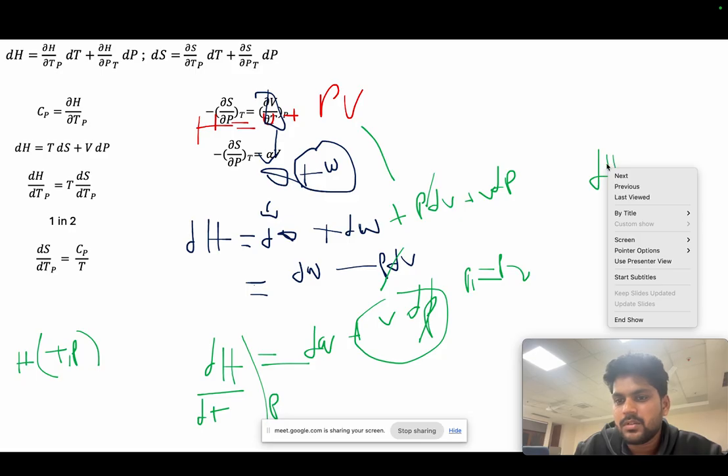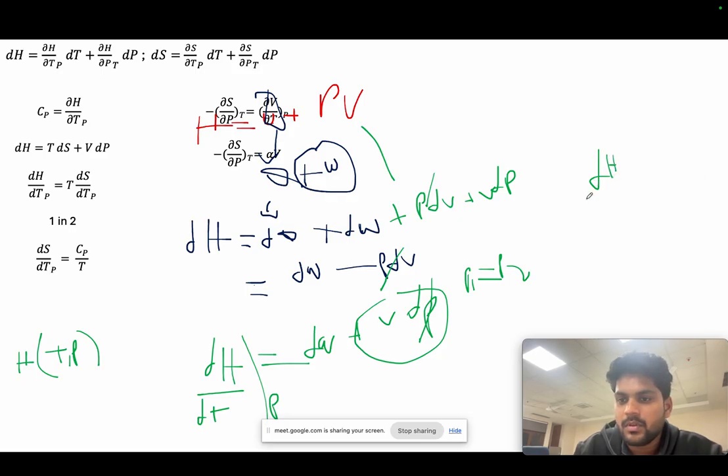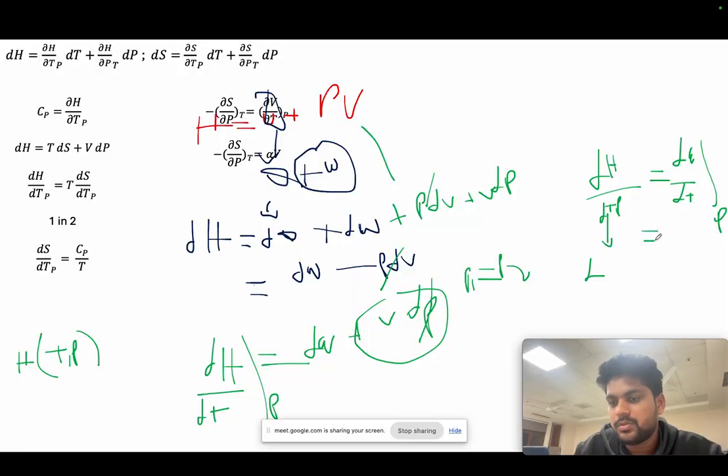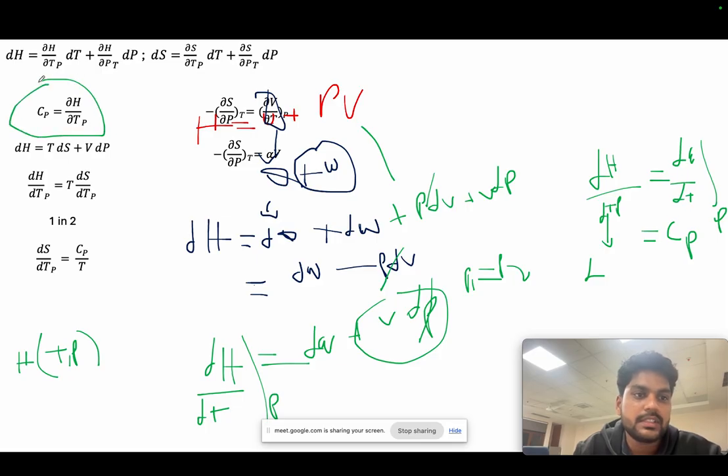dh by dt at constant pressure equal to dq by dt at constant pressure. You know this equation already from the heat, and it is equal to Cp. So that is the one we have written here. Is it clear? I will explain again also.